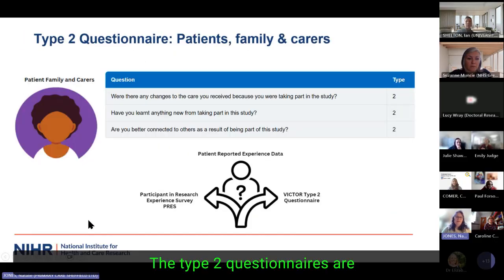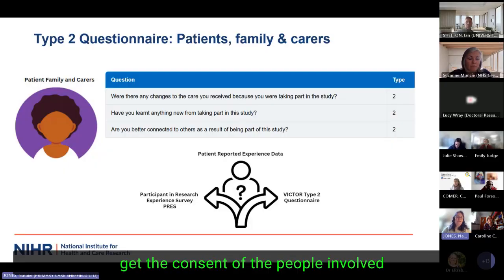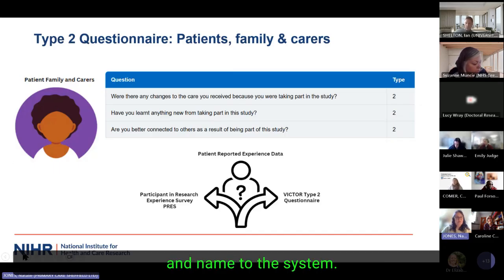The type 2 questionnaires are the questionnaires that you would send to patients, families and carers. Now, you don't have to send the type 2 questionnaire. It's totally up to you. This questionnaire only has 3 questions and they're on the screen there. Some people don't use this because they already do the participant in research experience survey within their organisation and they get data from that. But if you wanted more specific data for your project, you could also send this out. Obviously, you would need to get the consent of the people involved to add their email and name to the system.